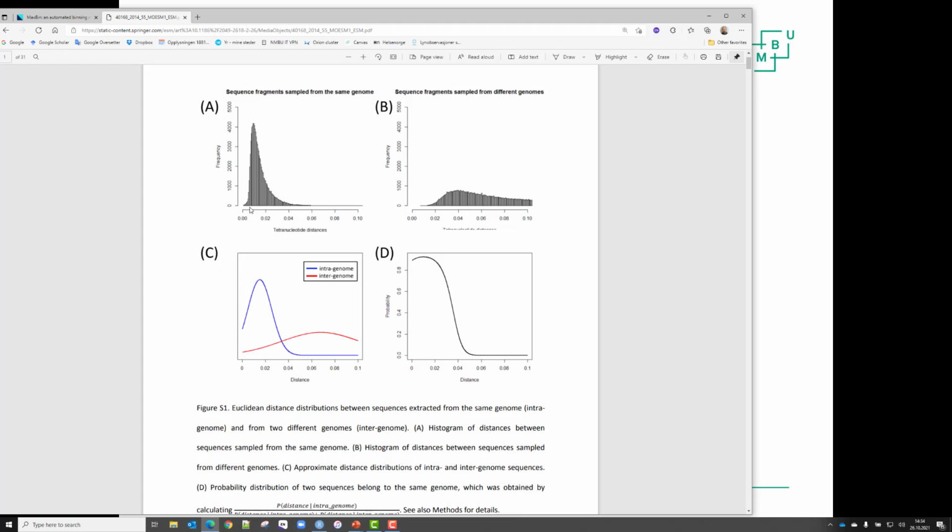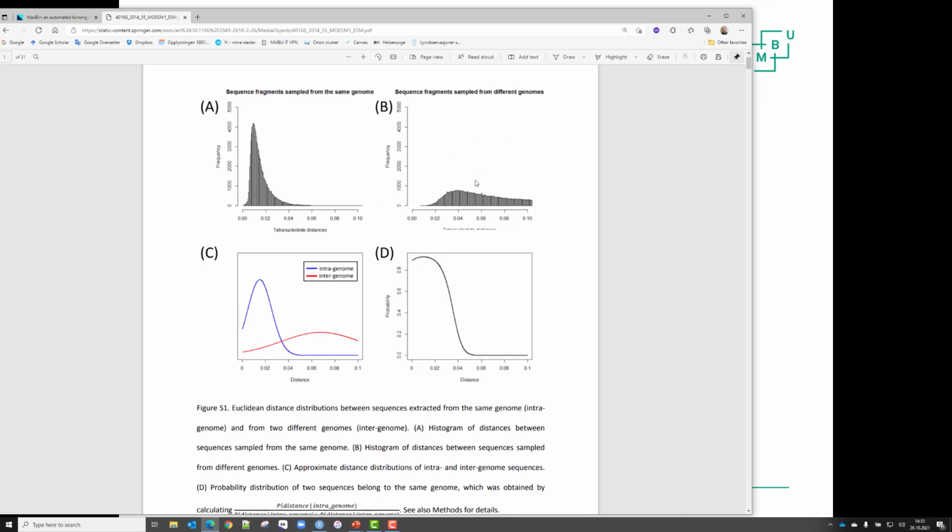And we can see that as long as you compare contigs from the same genome, you compare one contig from a genome to another contig from the same genome, that's what we see here, the distances are fairly small. Because they come from the same genome, they have approximately the same 4-mer frequencies.